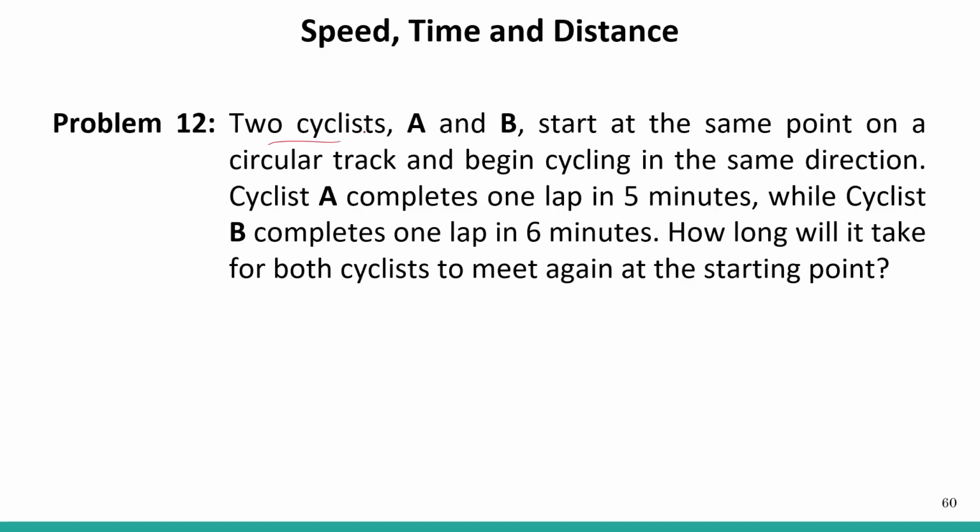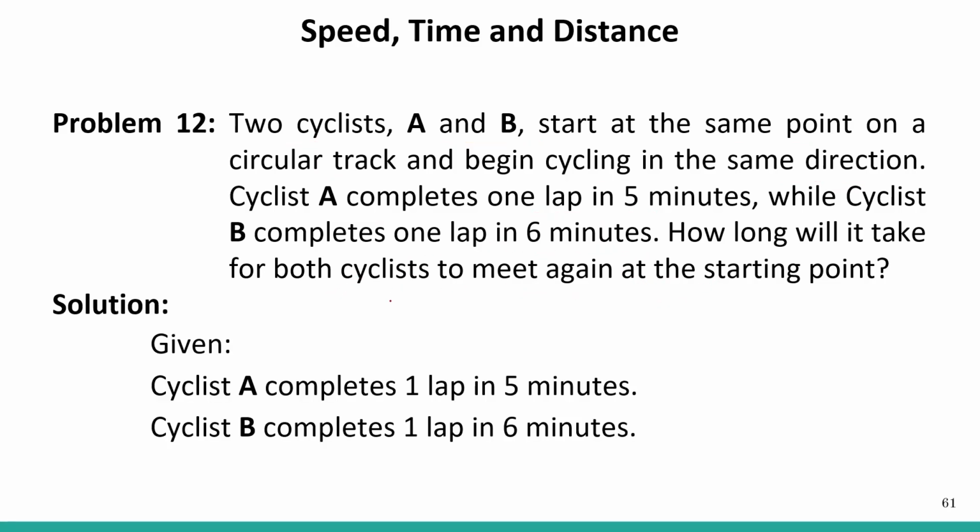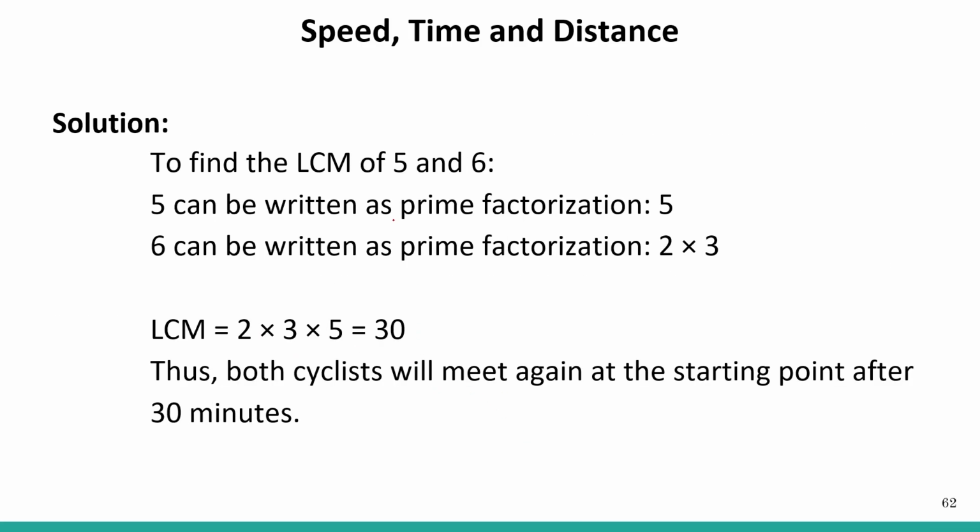Two cyclists A and B start at the same point on a circular track and begin cycling in the same direction. Cyclist A completes one lap in 5 minutes and cyclist B completes one lap in 6 minutes. How long will it take for both cyclists to meet again at the starting point? Given A completes one lap in 5 minutes and B in 6 minutes, the LCM of 5 and 6 is 30. So both cyclists will meet at the starting point after 30 minutes.